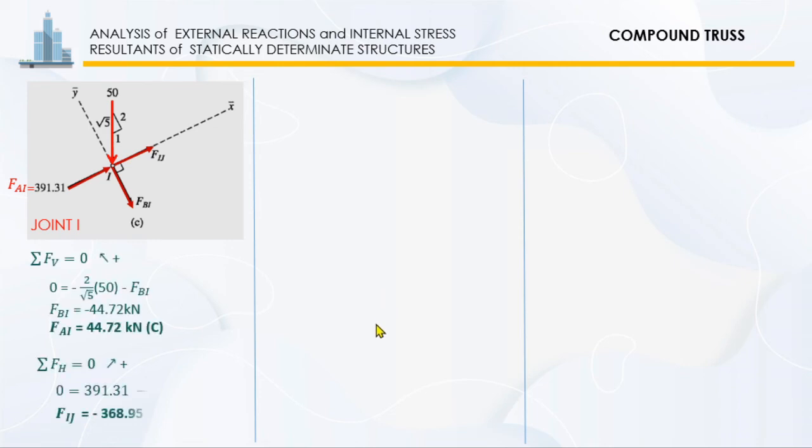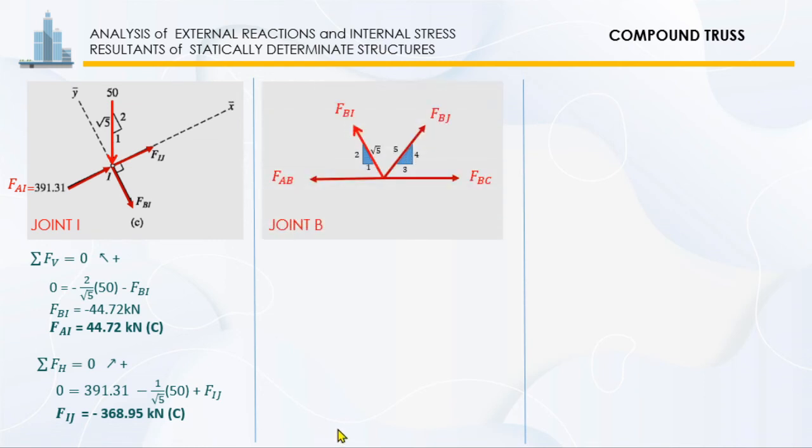So here, we could solve FAI and FIJ, taking summation of forces vertical and summation of forces horizontal. For FAI, we have 44.72 kilonewton, which is in compression, and FIJ is equal to negative 368.95 kilonewton, which is in compression. After that, we can consider joint B.